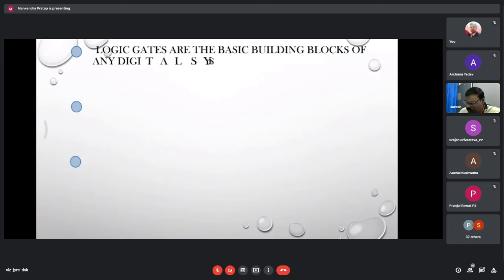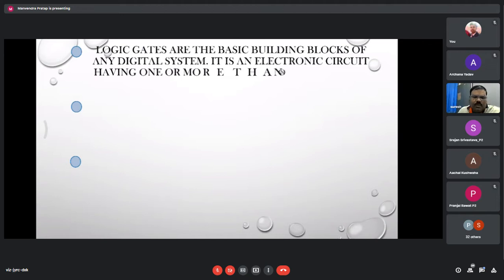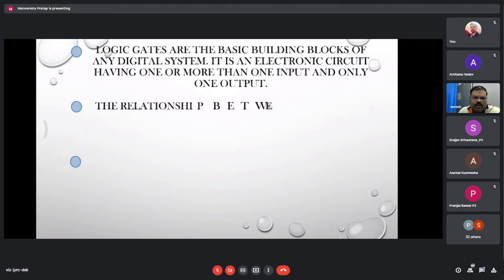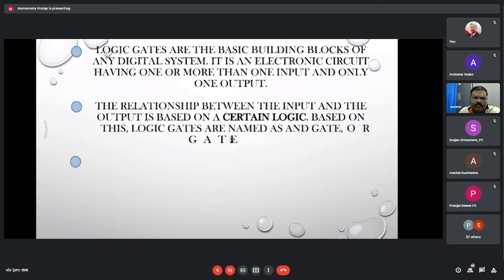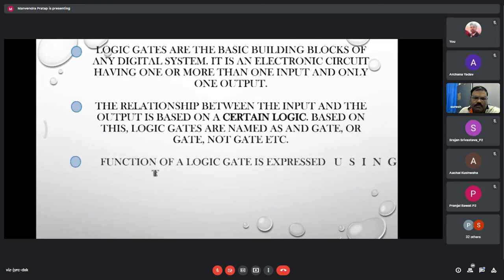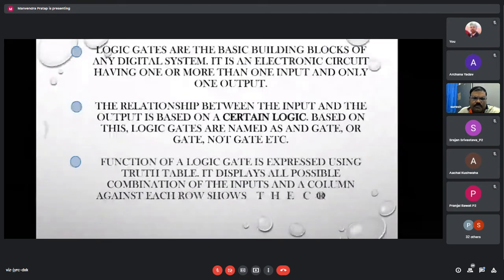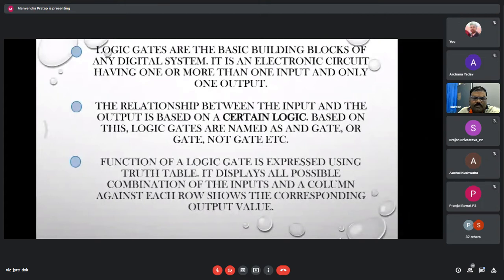So at the start of the slide, I have given a brief introduction to logic gates. Logic gates are the basic building blocks of any digital system. It is an electronic circuit having one or more inputs and only one output. The relationship between the input and the output is based on a certain logic. Based on this, logic gates are named AND gate, OR gate, NOT gate, XOR gate, etc. The function of a logic gate is expressed using a truth table. It displays all possible combinations of the inputs, and a column against each row shows the corresponding output value.